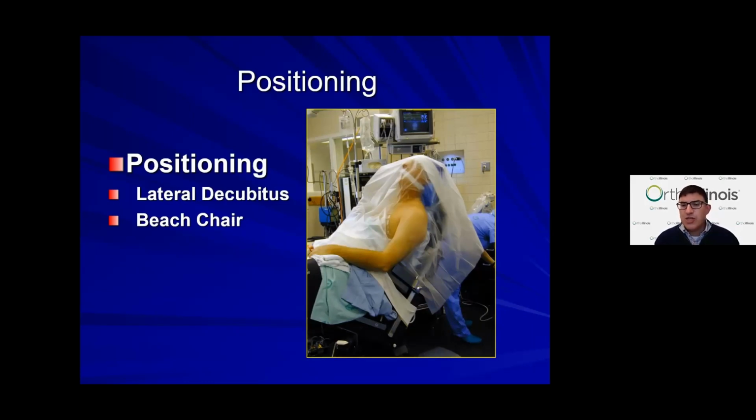This is called a beach chair position. This is a special table that hooks to a normal operative bed, and it has something that holds the head and keeps the neck from rotating, keeping it in neutral alignment. And then you basically sit the patient up with a pad under their knees. This is how most people do rotator cuff repairs.